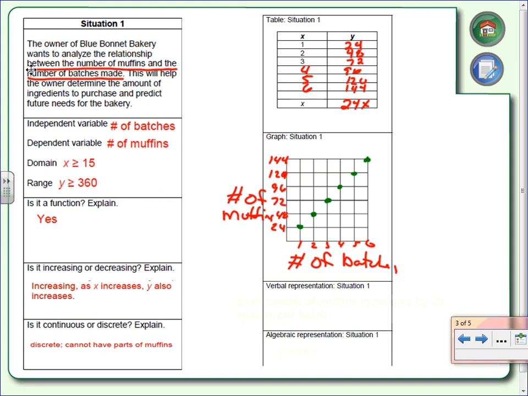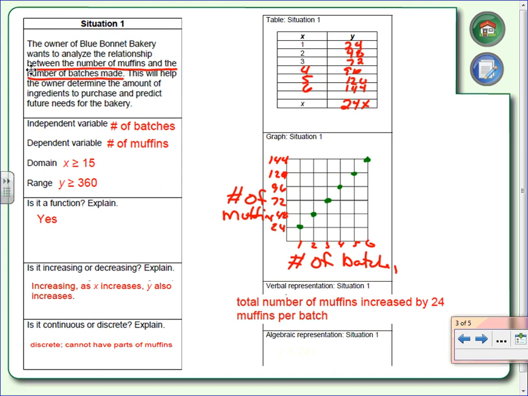All right, we're almost done with this first situation. They want us to write a verbal description for this situation. So here's what I want you to write for me. The total number of muffins increases by 24 muffins per batch.